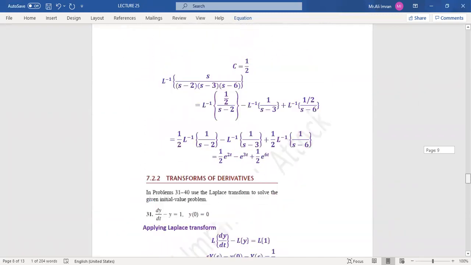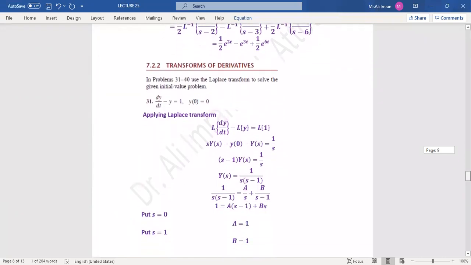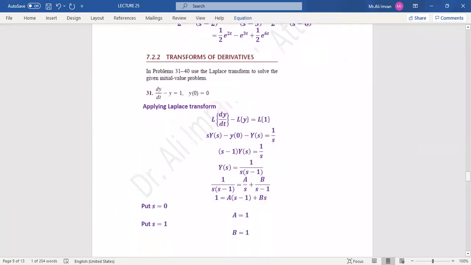Now we will solve some first order and second order differential equations. First of all, we will find the solution of a first order ordinary differential equation with the help of Laplace transform. Question number 31, dy by dt minus y is equal to 1, y of 0 is equal to 0. We will apply Laplace transform on both sides of the ordinary differential equation given in this question.